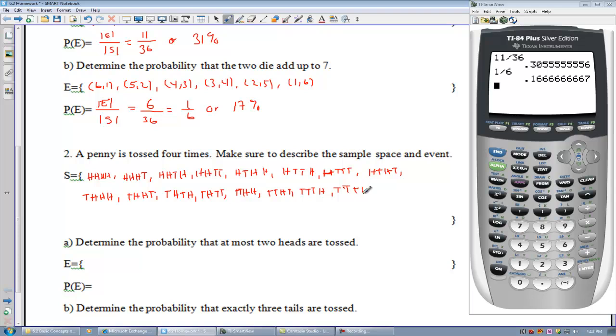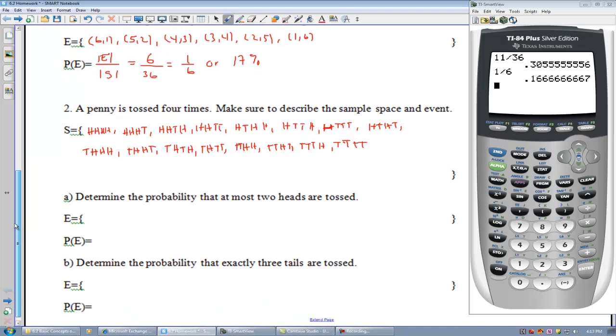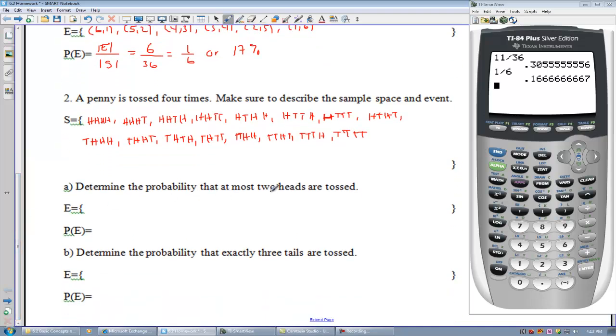All right, let's count them up just to make sure I got them all. 1, 2, 3, 4, 5, 6, 7, 8, 9, 10, 11, 12, 13, 14, 15, 16. Okay, so that looks good. And I want to determine the following probabilities. So to determine the probability that at most 2 heads are tossed, at most 2 heads means no more than 2.